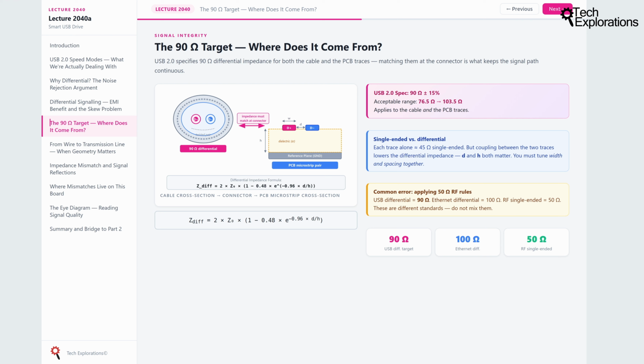One common error worth naming is that some engineers apply 50 ohm single-ended rules from RF design to USB traces, and that's incorrect. USB differential impedance is 90 ohms, not 50 ohms, and not 100 ohms, which is the Ethernet differential target. USB, Ethernet, and RF are different standards with different requirements.